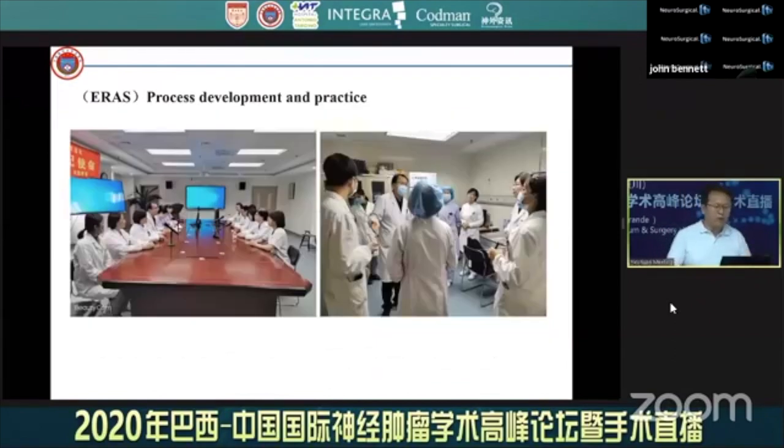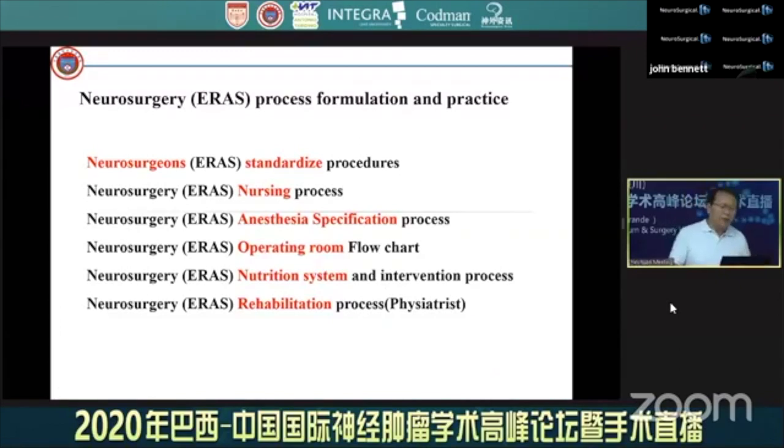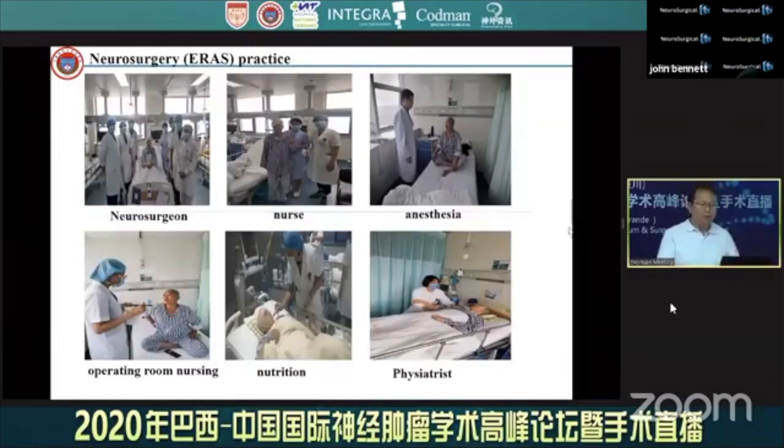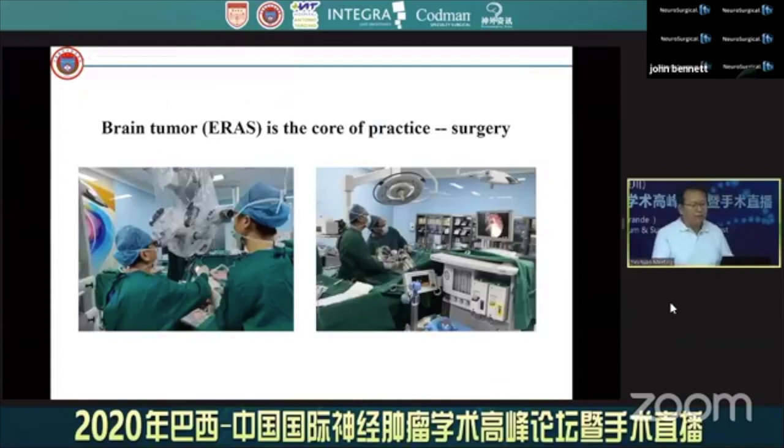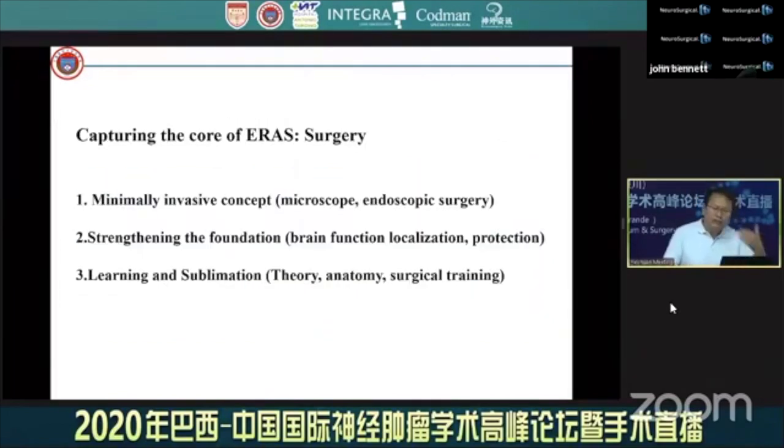So we should also write or organize guidelines for our department, not from the internet, but our own department guidelines, including procedures for doctor, nurse, anesthetist, operation, nutrition, and rehabilitation. So this is also the core of the group and the tumor, but I think today most people here are surgeons. The core of the practice is surgery to get the best outcome. Why? Because of safety, careful good technique, and preserving the function.